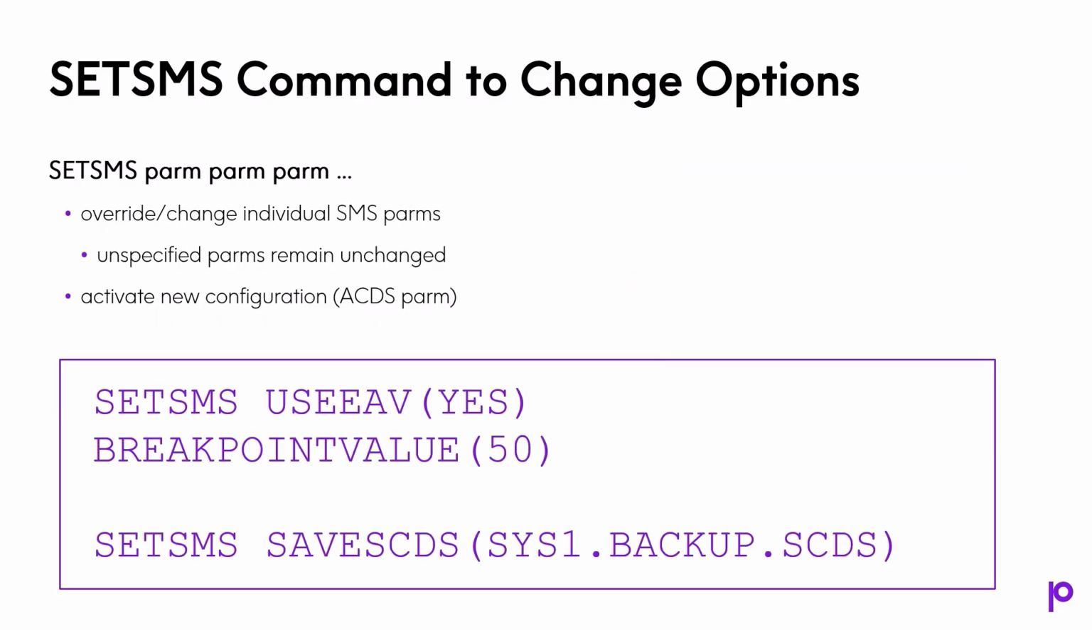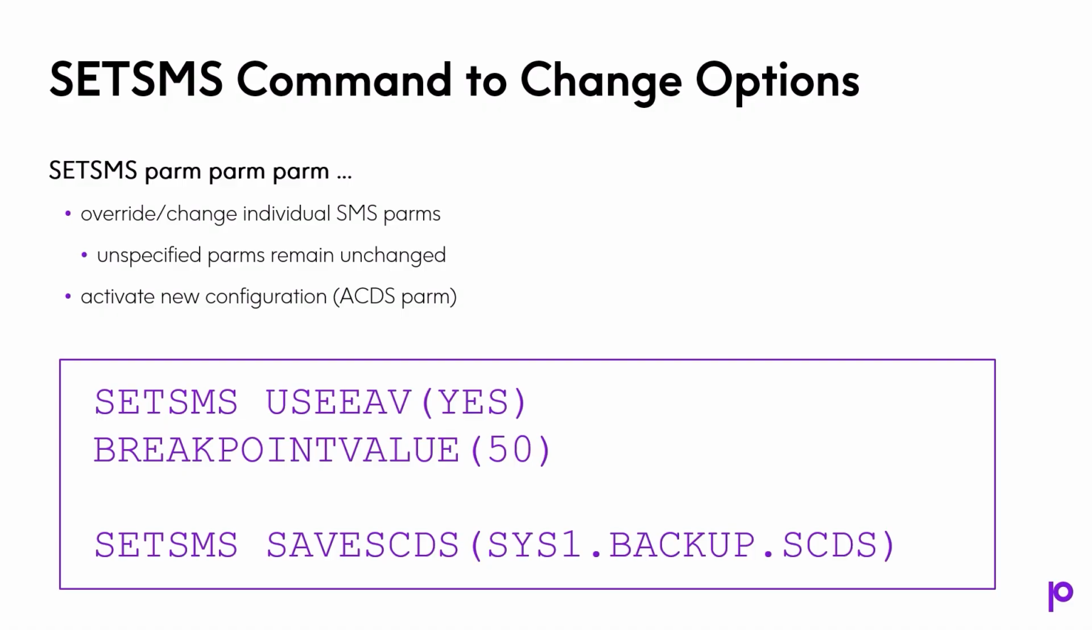Confusingly, the SET SMS command is also used to change the values of PARMLIB values that are specified in a PARMLIB member. But the SET SMS command is used to change individual options that reside within the IGDSMS00 member. It allows you to specify those parms individually on the command and then change those values. So if I wanted to specify, for example, that I want to now allow the use of extended addressing volumes, EAV volumes, I might specify SET SMS USE_EAV=YES.